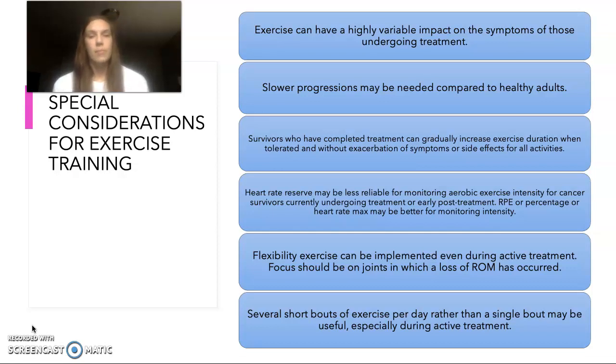Flexibility exercises can be implemented even during active treatment. The focus should be on joints in which a loss of range of motion has occurred. This could be from surgery, chemotherapy, radiation, or some kind of injections. And lastly, several short bouts of exercise per day rather than one single bout may be useful, especially when a patient is undergoing active treatment.